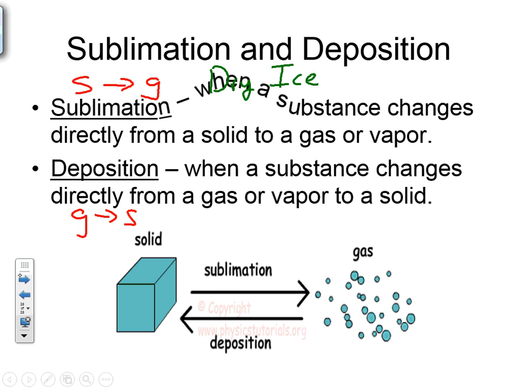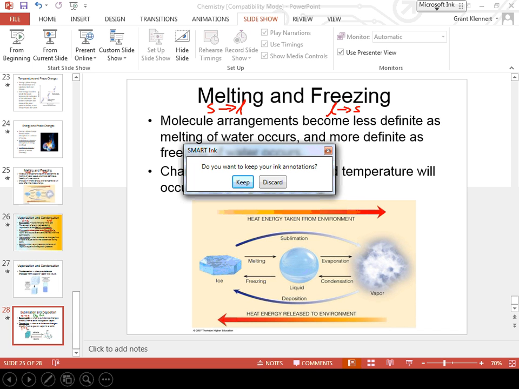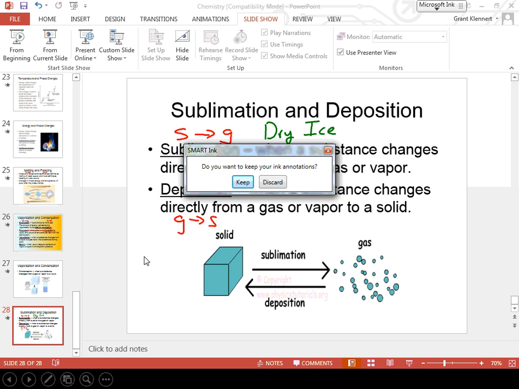So we have 6 types of phase changes. We have melting and freezing. Melting is solid to a liquid. Freezing is liquid to a solid. We have condensation and evaporation. Evaporation is a liquid to a gas. Condensation is a gas to a liquid. And then we have sublimation, which is a solid to a gas, and deposition, which is gas to a solid.